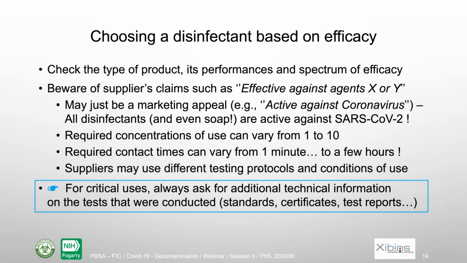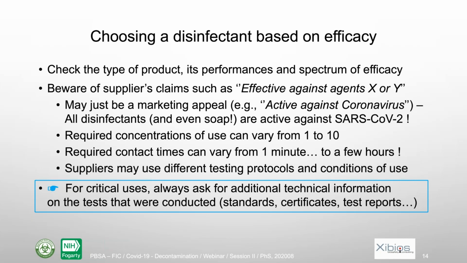I want to point out the risk linked to the claims from the suppliers. They might easily claim activity, efficacy against some agents and so on, but we need to go a little bit further. First, some claims could be just marketing, and now we see many products with a new label saying it's active against coronavirus. This is very easy to say because coronavirus is a very sensitive virus, and so even soap is effective against SARS coronavirus. So it doesn't really say much about the real activity of the product.